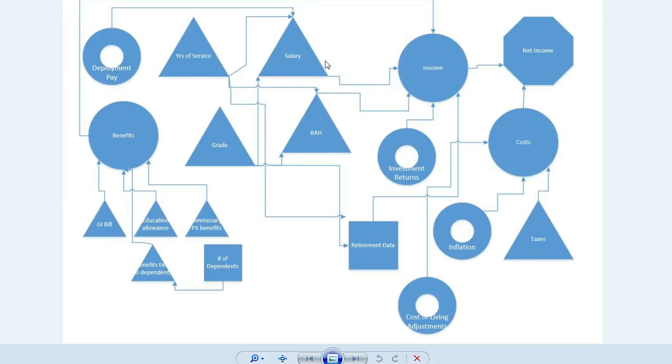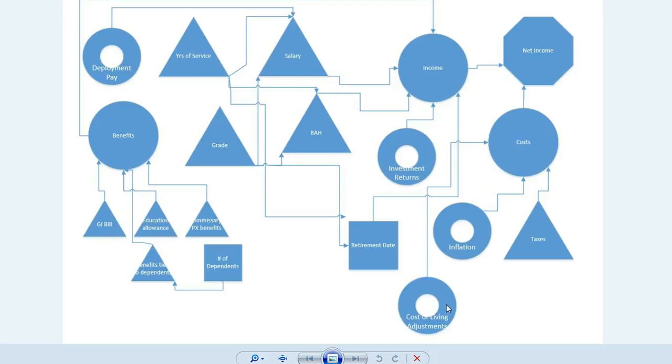Then deployment pay can be added to your income, followed by benefits given by the GI Bill, education allowance, commissary, PX benefits, or benefits tied to dependents. Lastly, income is affected by a retirement date and how your retirement date may affect how much money you're earning. And then lastly, investment returns and how that's going to go into income. Finally, there's also cost. Cost is affected by inflation, taxes, and the cost of living.